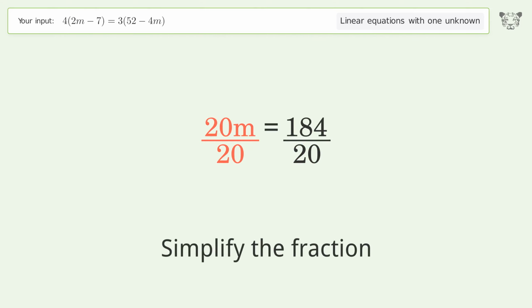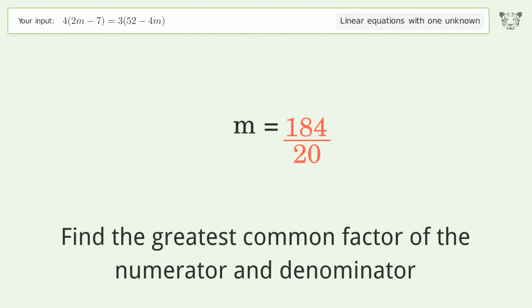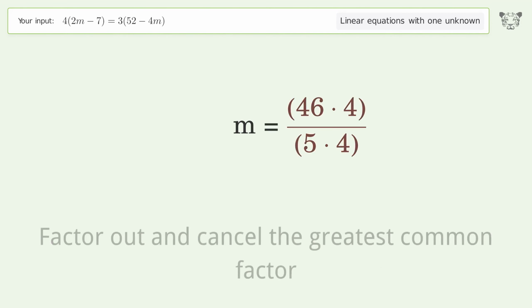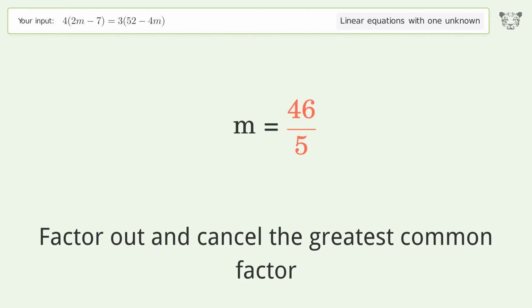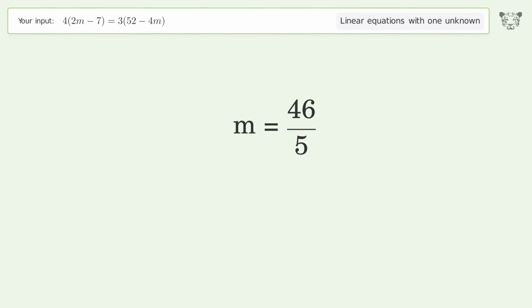Simplify the fraction. Find the greatest common factor of the numerator and denominator. Factor out and cancel the greatest common factor. And so the final result is m equals 46/5.